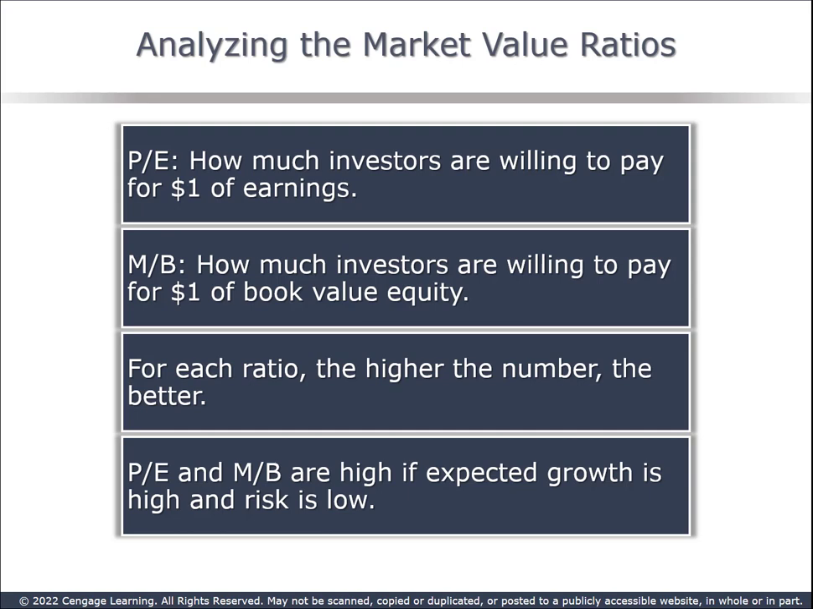To give some intuition to these market value ratios, P/E ratio measures how much investors are willing to pay for $1 of earnings. Market to book measures how much investors are willing to pay for $1 of book value. Higher is better for both of them. P/E ratio in particular is driven by investors' perceptions of expected growth.